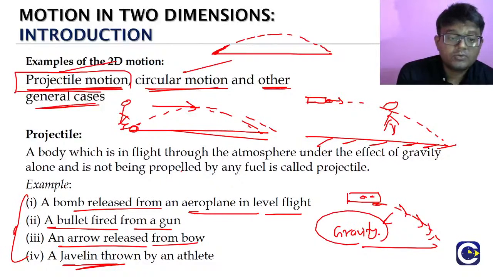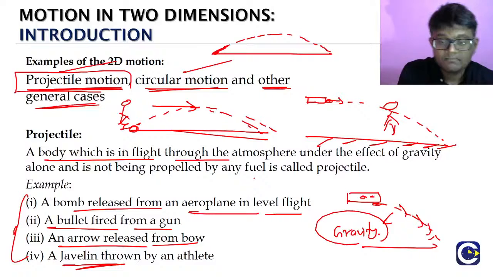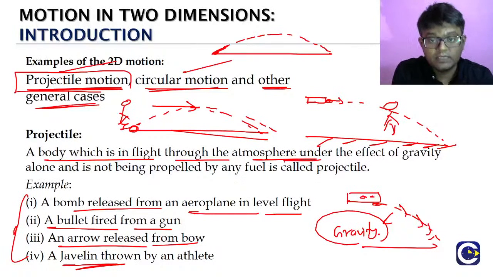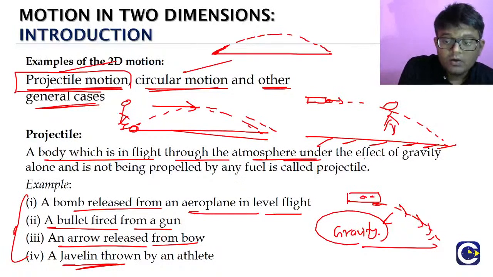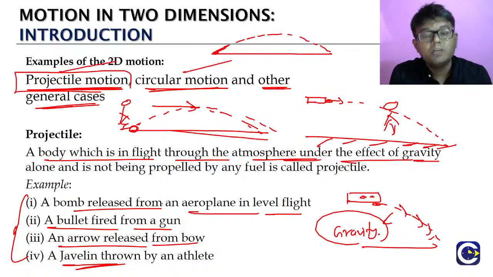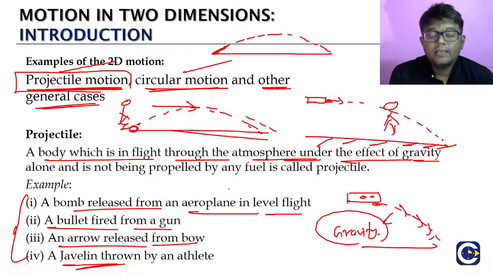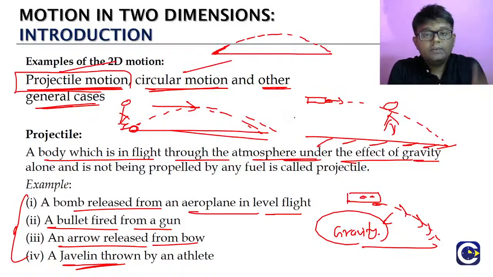So what do you call a projectile motion? Any body which is in flight, in motion in the atmosphere, moving only under the influence of gravity. First we basically give it some velocity, like in the case of when we fire a bullet.